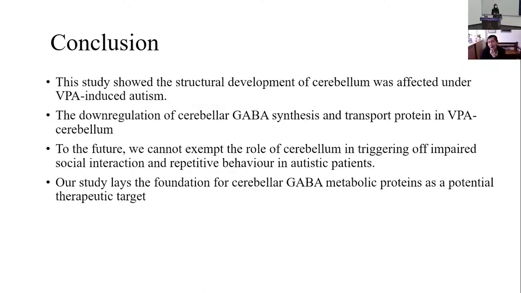And to the future, why is this important? Because scientists have been focused on research on the prefrontal cortex related to autism. However, now we can examine the role of the cerebellum in triggering the impaired social interaction and repetitive behavior in autistic patients. And this study has laid the foundation for cerebellum GABAergic metabolic proteins as a potential therapeutic target.